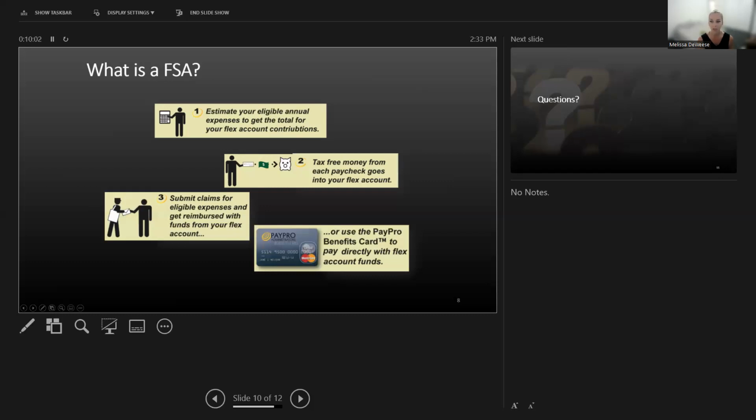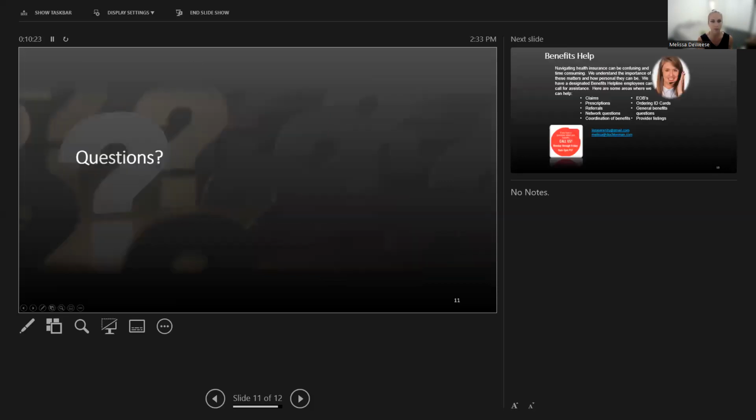It's tax-free money. It comes out of each paycheck and goes into your FSA, and you can use a debit card. I just put an example here. If you lost your debit card or you forgot about it, you can always submit claims. A lot of these administrators allow you to submit claims online as well.